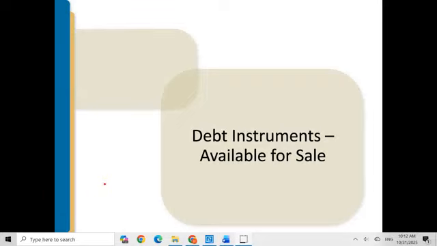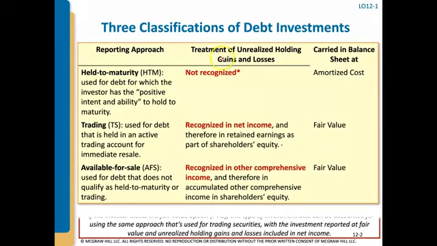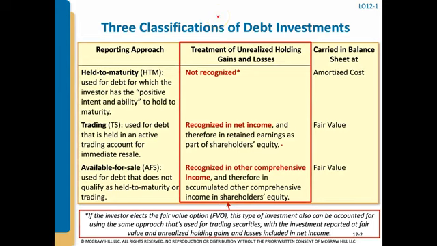Hello. In this video, we'll be going over debt instruments called available for sale. We've learned that there are three types of debt investments that a corporation can enter into. The held to maturity is when they buy a bond or a note as an investment, and they have intent and ability to hold that bond till its maturity date.